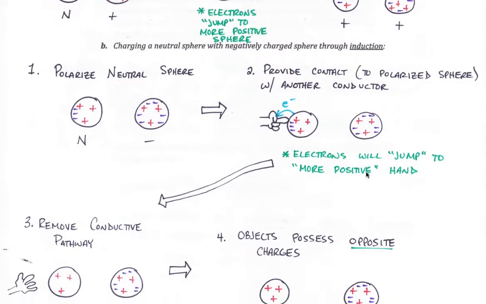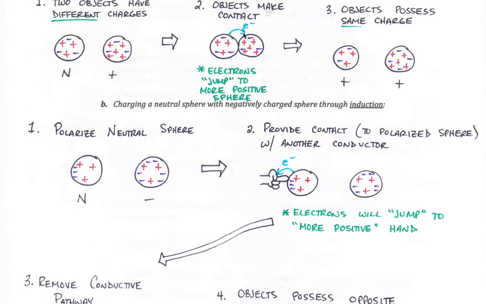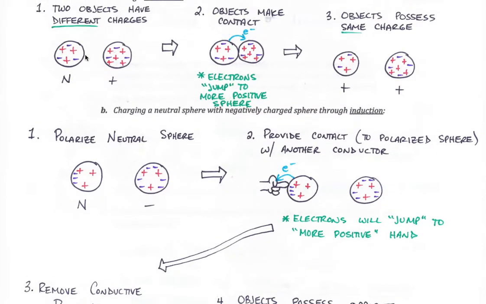The second method here is induction, and in this specific case, they'd like you to explain how to charge a neutral sphere using a negatively charged sphere through induction. Now, the important thing to recognize with induction is that the charged sphere can never make contact with anything else. If it does, you immediately will get conduction. So no contact can happen with that charged object. There's still contact, but not with the charged object. Contact with the differently charged object results in conduction.